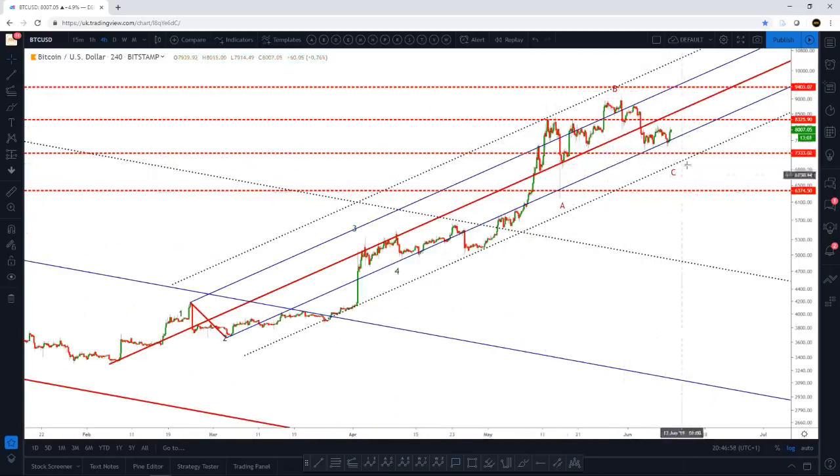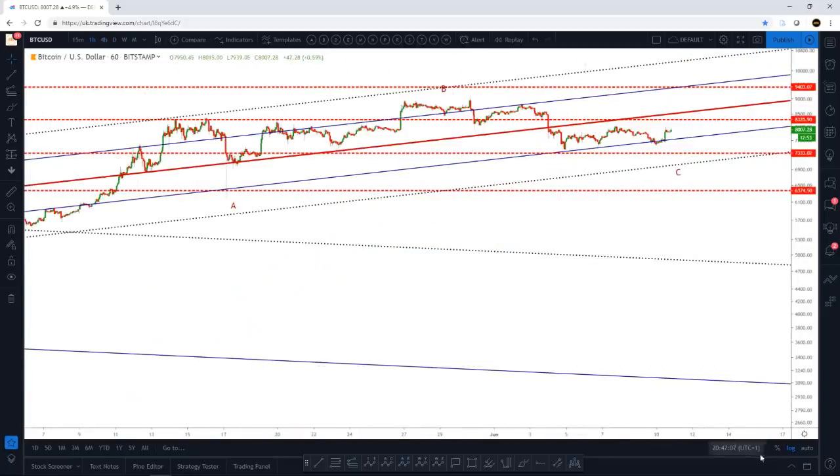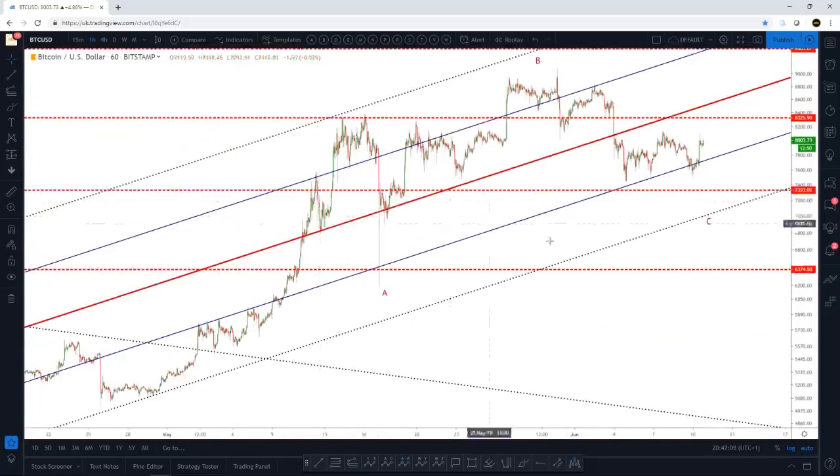There was a lot of ambiguity about this wave count. I can see a lot of people have been confused on Twitter, judging by the different counts that I've seen. Let's zoom in a little closer, going in on the 1 hourly time frame.